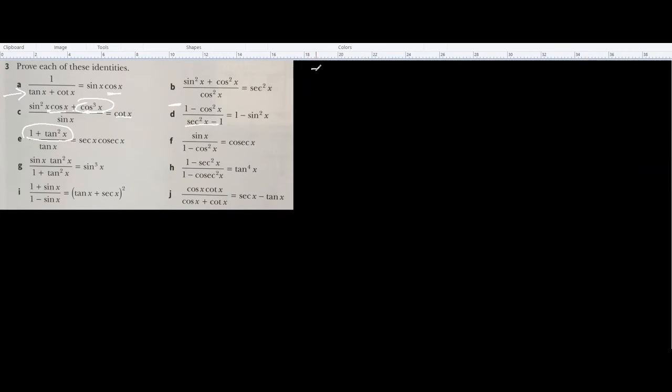Let's move on to F part. Okay, it says sin x over 1 minus cos x on LHS, and 1 minus cos square x is sin square x. So we can cancel this sin x with 1 over sin x. We will be left with 1 over sin x, which is cosecant x.